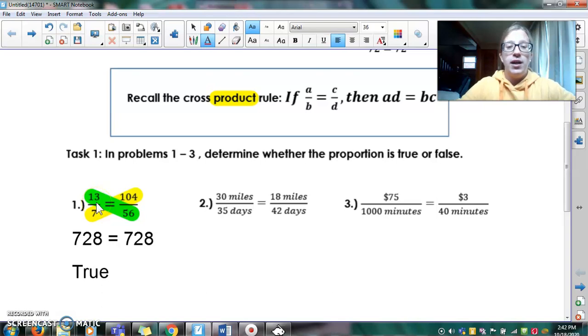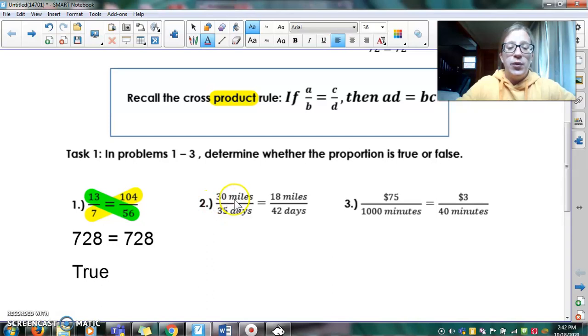Sometimes you might want to make a fraction become larger. Think about recipes. If I'm cooking for more people, I might have to double the recipe. If you're cooking for yourself and not a lot of people are going to be around, you might have to half the recipe, make it smaller.